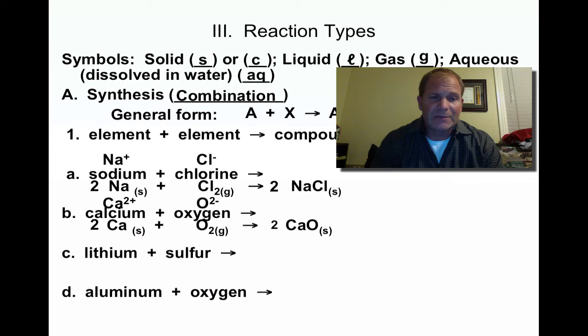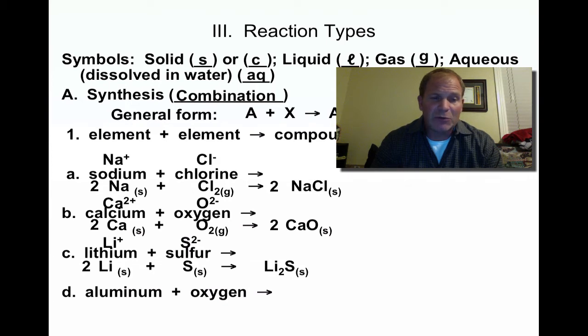Letter C, lithium's in group 1, it's a +1. Sulfur's in group 16, it's a -2. I therefore need 2 lithiums to zero out my sulfur, so it's Li2S. I go back to my reactants. Lithium can stand alone, and sulfur can stand alone as well. And then I balance it, and I need 2 lithiums.